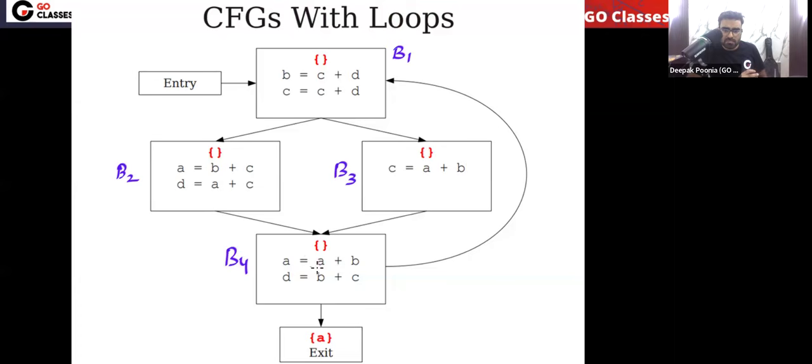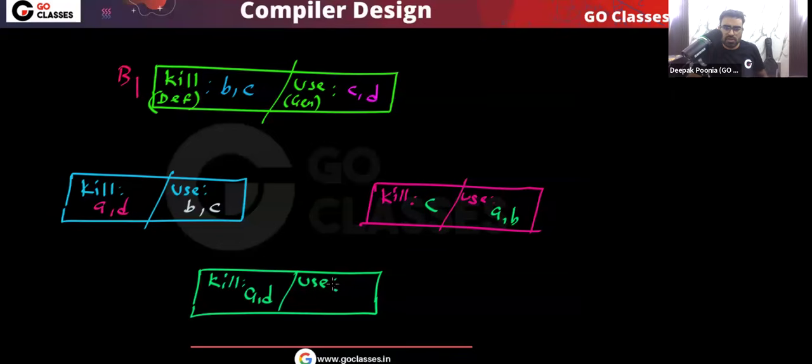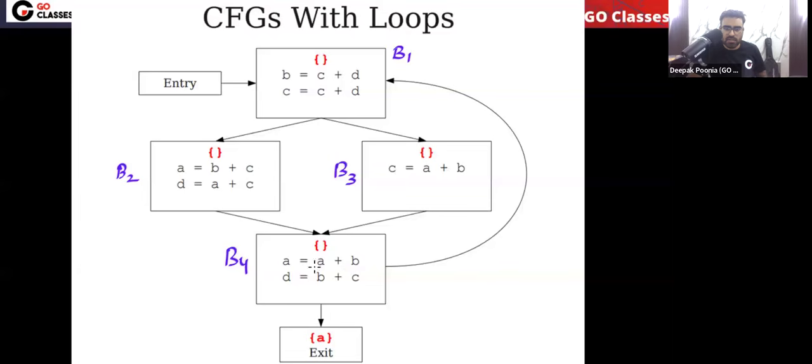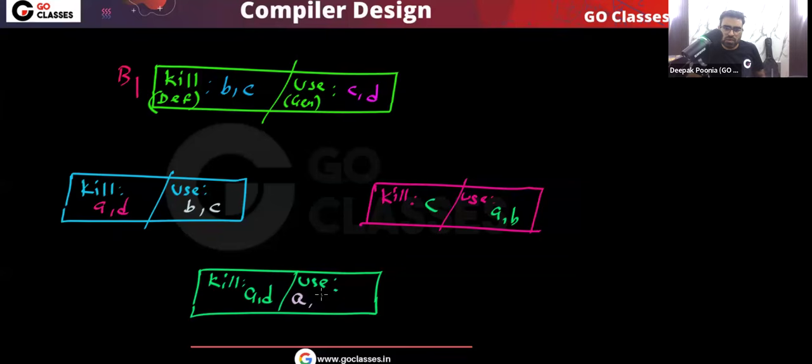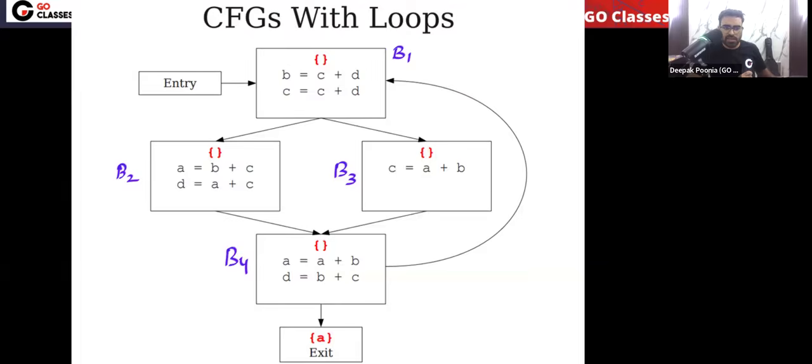And you can see which variables are used. A is used before it is defined. Notice, in this statement, A is used also, A is defined also. But remember, first we use A, then we calculate A plus B, then we assign A. So in this basic block, this A is used before it is defined. So yes, A is used. B is also used before it is defined. C is also used before it is defined. So A, B, C. That's it. Very simple. I hope you understood. And this is all we need.